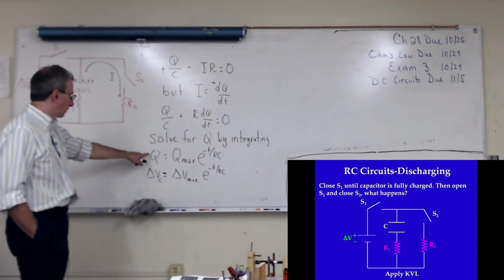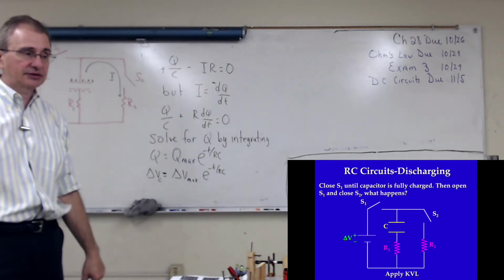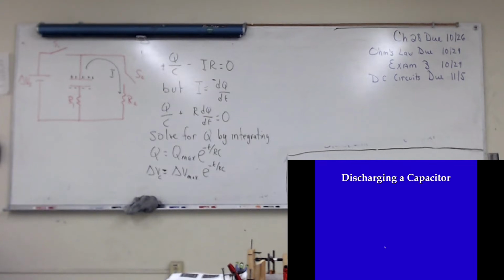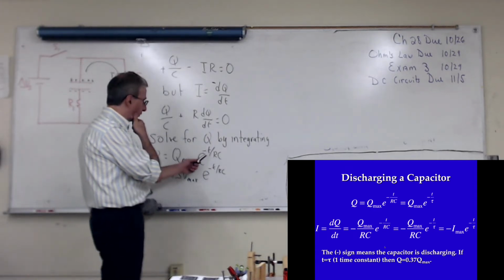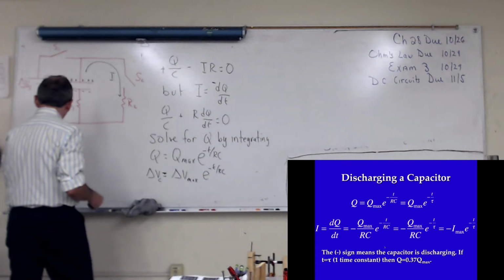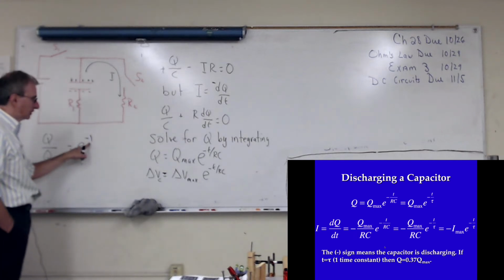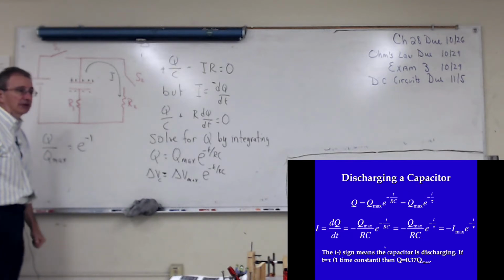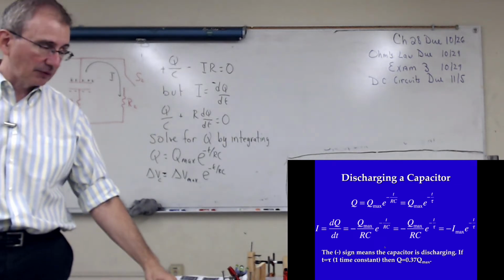And of course, the current is going to be the derivative of this expression. And you'll get a minus sign in there because really I is minus dq dt in this particular case. So how much charge is on the capacitor after one full time constant? After one time constant, T, this ratio is 1. So if you look at just Q over Q max, it's 37% of its initial value. E to the minus 1 is 0.37. Same thing with the current. If you look at the current after one time constant, you have 37% of your maximum value after one time constant.